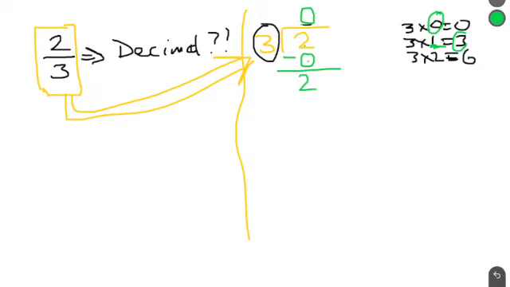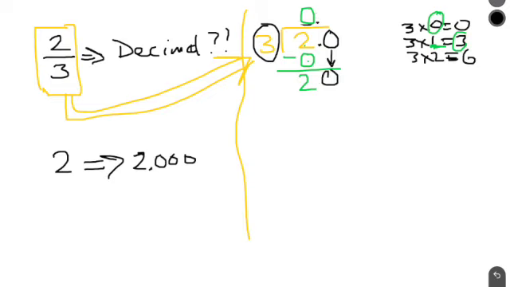Our next step is to add a decimal point here, and wherever we add a decimal point, it has to go directly above it. And then we add another 0. The reason we do that is because 2 is the same as 2.000. It's the same number, we're not changing anything. Once we add the 0, we bring that 0 down to our next problem.